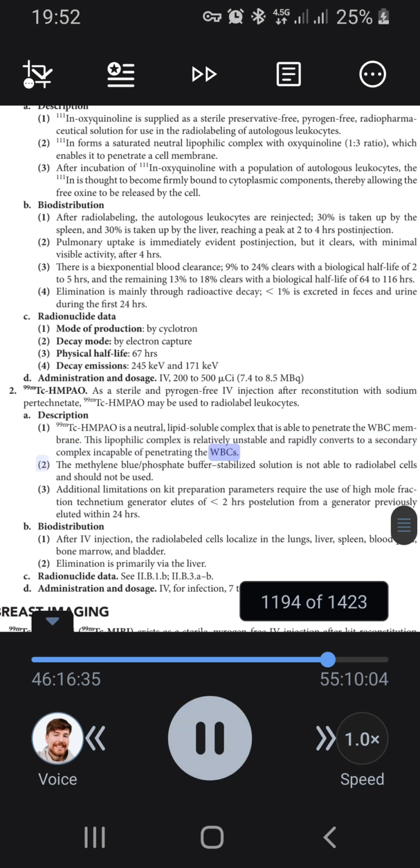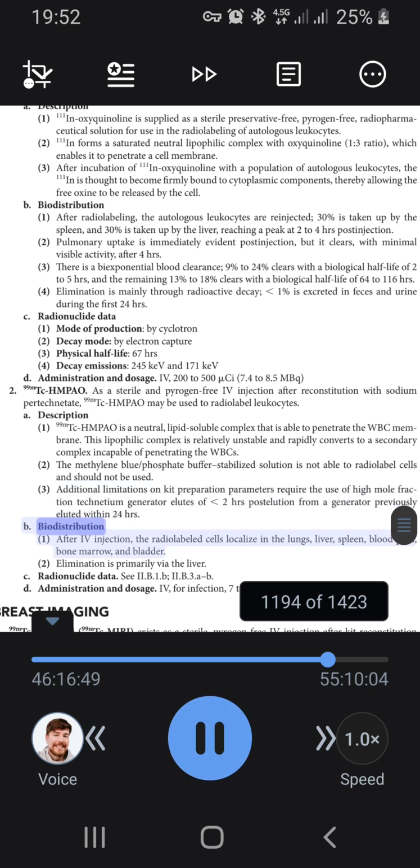2. The methylene blue phosphate buffer stabilized solution is not able to radiolabel cells and should not be used. 3. Additional limitations on kit preparation parameters require the use of high mole fraction technetium generator eluate, 2 hours post-dilution from a generator previously eluted within 24 hours.